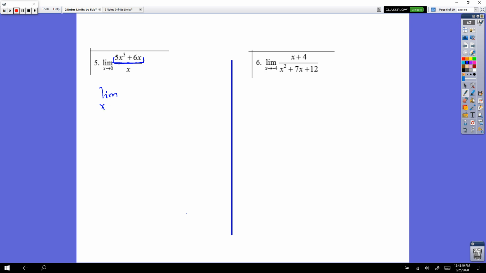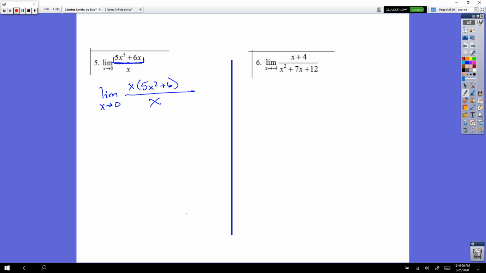Now, another important note to make here, until you actually substitute in that number, you have to keep writing the limit as x approaches 0. Like you have to, or the problem will be wrong. Okay, so make sure you always write the limit until you go to substitute. So, the limit as x approaches 0 of x times 5x squared plus 6, all over x.